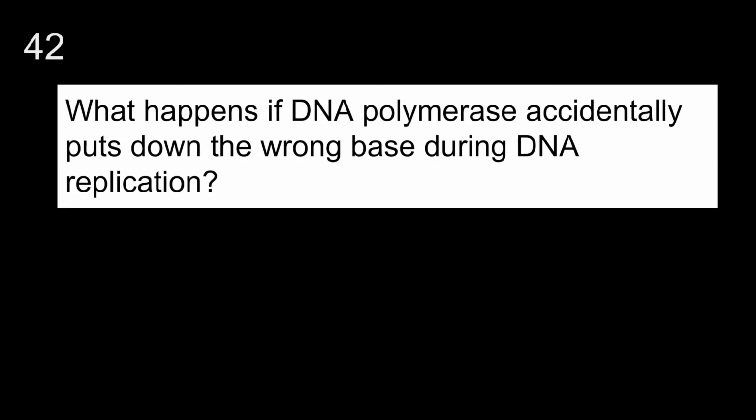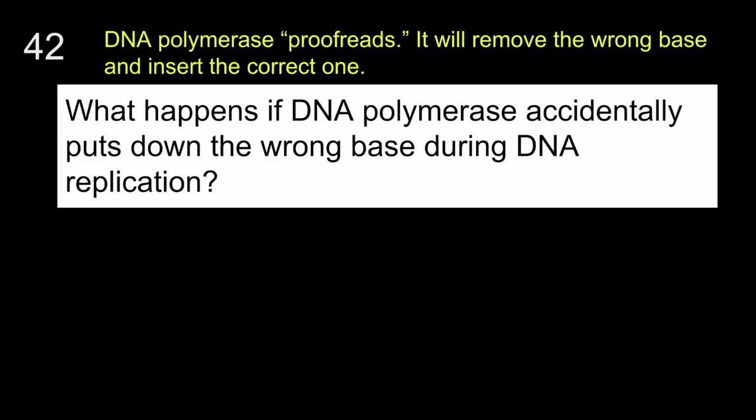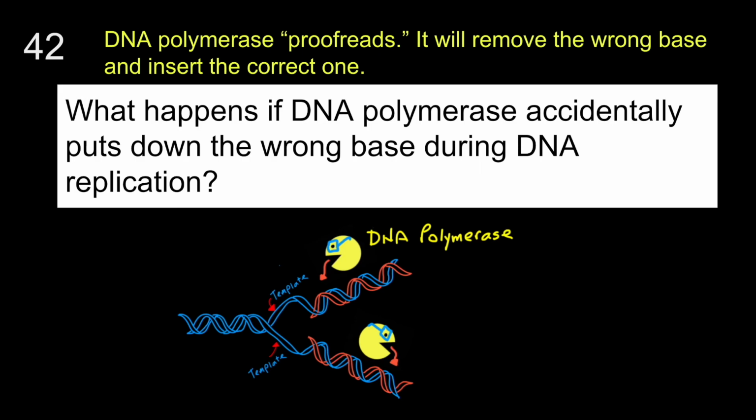Question 42. What happens if DNA polymerase accidentally puts down the wrong base during DNA replication? Well, DNA polymerase proofreads. It will remove the wrong base and insert the correct one, which is why when I think of DNA polymerase, I think of Pac-Man with glasses, because DNA polymerase is not just spitting down new nucleotides, it's proofreading. It's making sure that if it accidentally put a C with an A, it kicks out that C and puts a T.